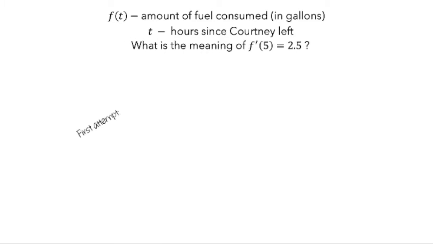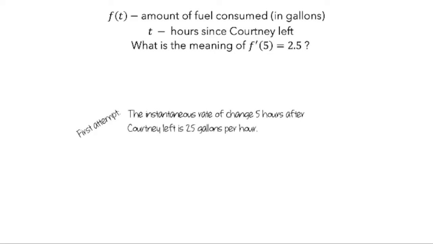A common explanation is the instantaneous rate of change 5 hours after Courtney left is 2.5 gallons per hour. This is a true statement, and it identifies the units that are associated with the 5 and the 2.5. However, it does not convey much additional meaning. In particular, it doesn't explain what the instantaneous rate of change actually means in the context of Courtney's trip. So we need to come up with a better explanation.